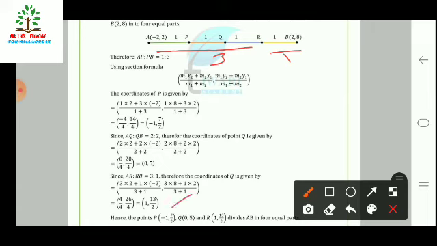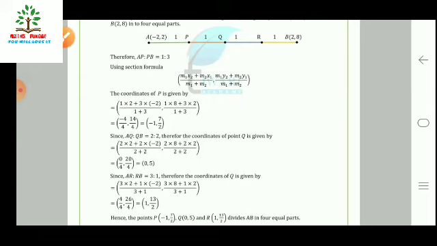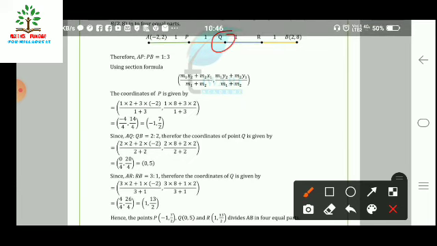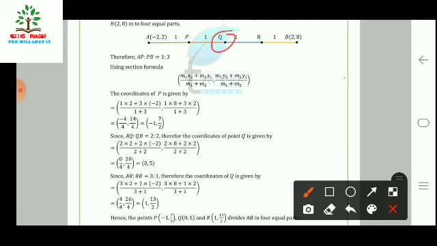Or what we can do here, look carefully. Initially we take Q as a midpoint. After finding Q as the midpoint using the formula (x1 + x2)/2, (y1 + y2)/2, we can find the coordinates of Q. After finding Q, again using the midpoint formula, we can find the coordinates of P. Likewise, for these two, the midpoint is R. So using the midpoint formula also we can find this answer.